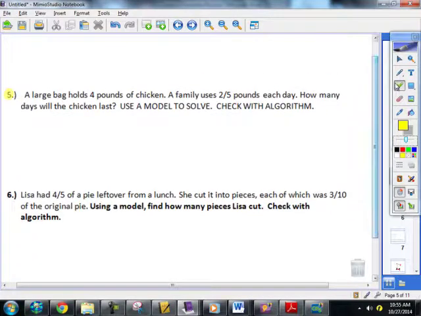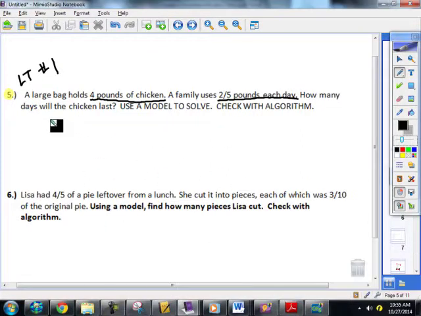Okay. This is Learning Target number 1. Okay. A large bag holds 4 pounds of chicken. A family uses 2/5 pounds each day. How many days will the chicken last? Okay. So you guys have to determine what your dividend is. So you always want to start by actually writing the problem out. I watch a lot of you starting to model before you've even written the problem down.